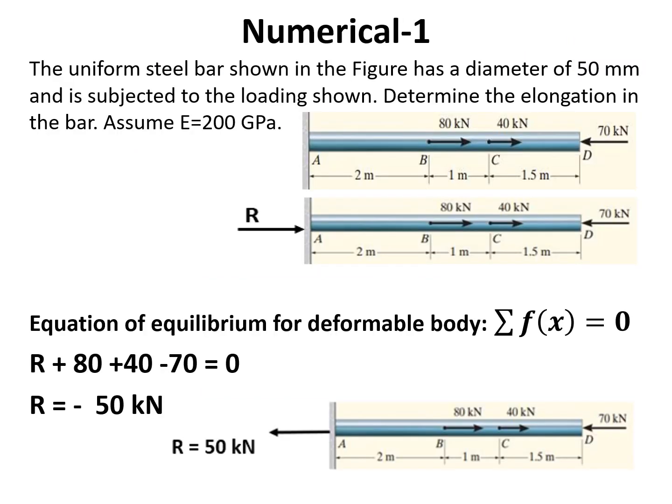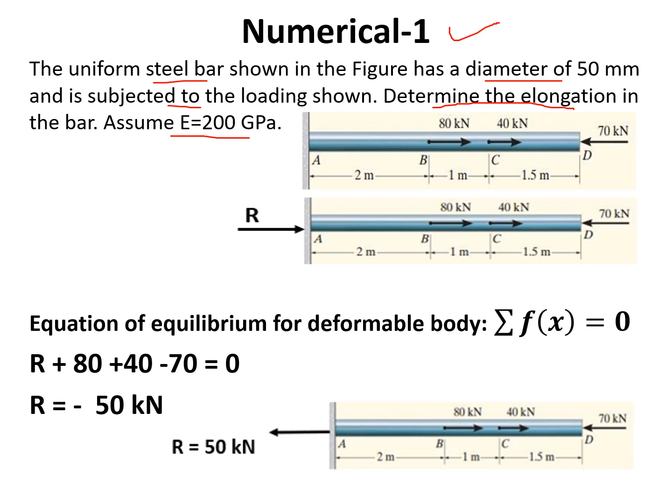Now here I discuss a numerical to understand the principle of superposition. So this is a uniform steel bar as you see in the diagram. It has a diameter of 50 mm and it is subjected to the loading as shown in the figure. And here again we have to find out the elongation, and here we are assuming the modulus of elasticity of the material is 200 gigapascal.